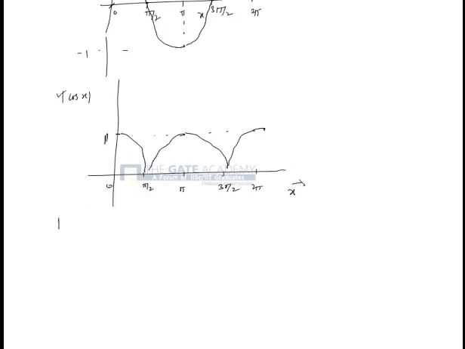Now what is the period? Period is the smallest change in x that repeats the function f(x) continuously.